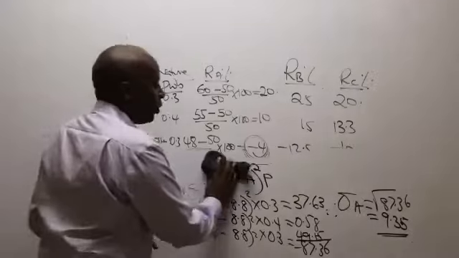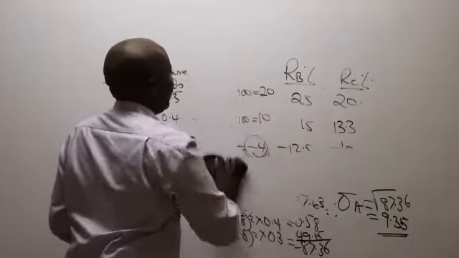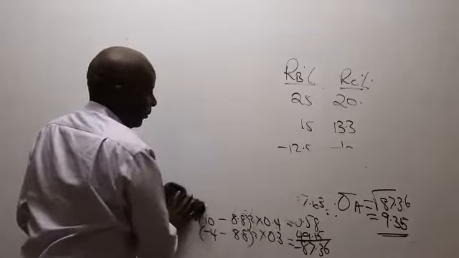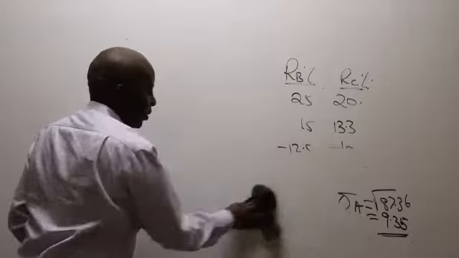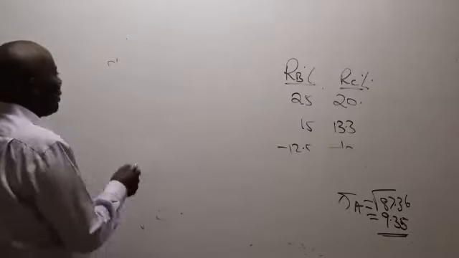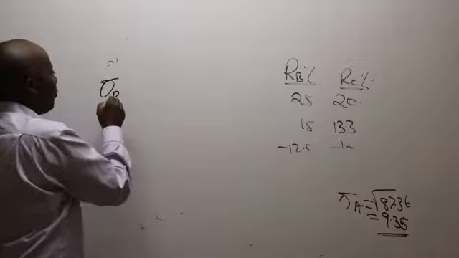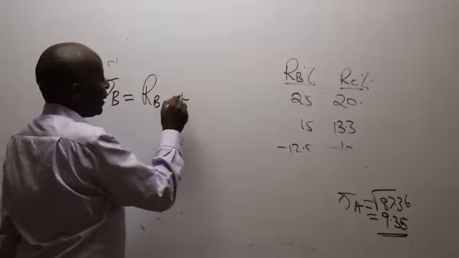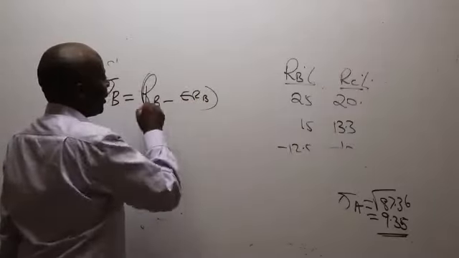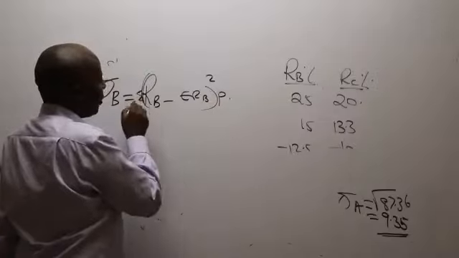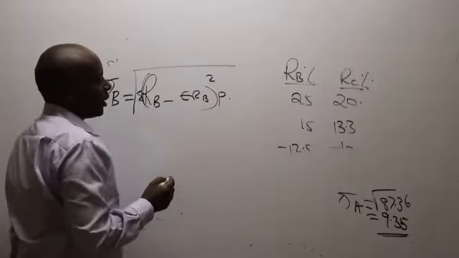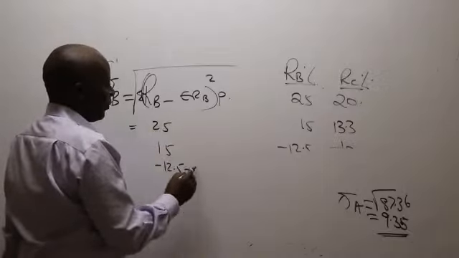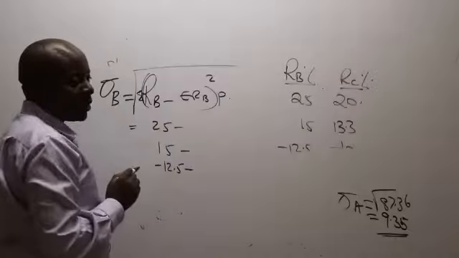Okay, standard deviation of B. So I'll write down the formula. The standard deviation of B will be equal to the actual returns of B minus expected returns of B, squared, times probability, summation there, and then I say square root. So the actual returns of B, we have 25, 15, minus 12.5, minus. How about expected returns of B?